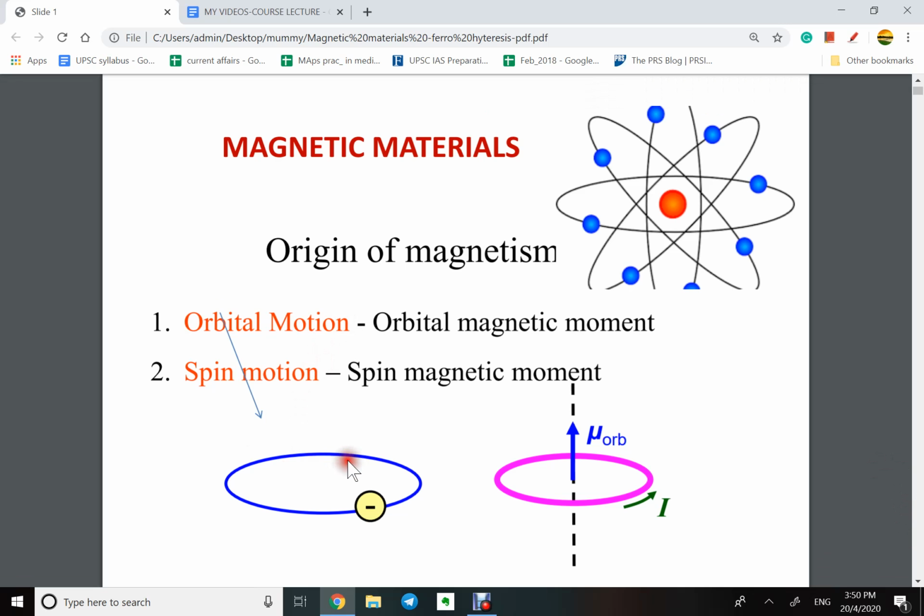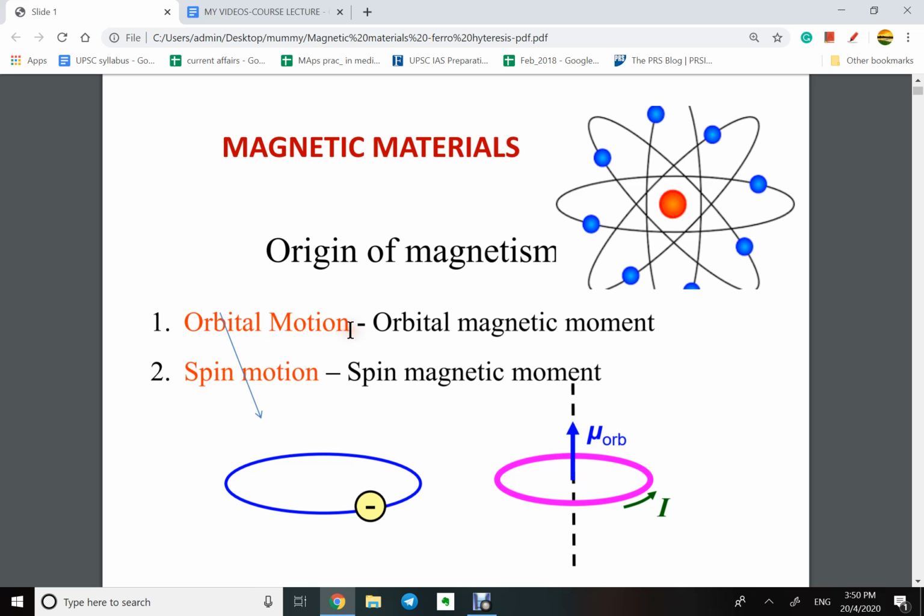Now here this indicates a particular electron orbit. The minus indicates the electron. When the electron moves in a circular orbit, it establishes a current. Now I is the current established. Due to this current, there is a magnetic field established. Corresponding to this magnetic field, we get a magnetic moment. The direction of the magnetic moment is perpendicular to the plane of the orbit.